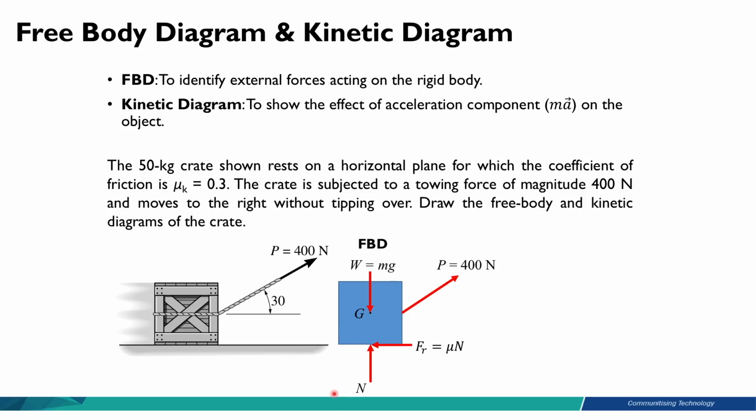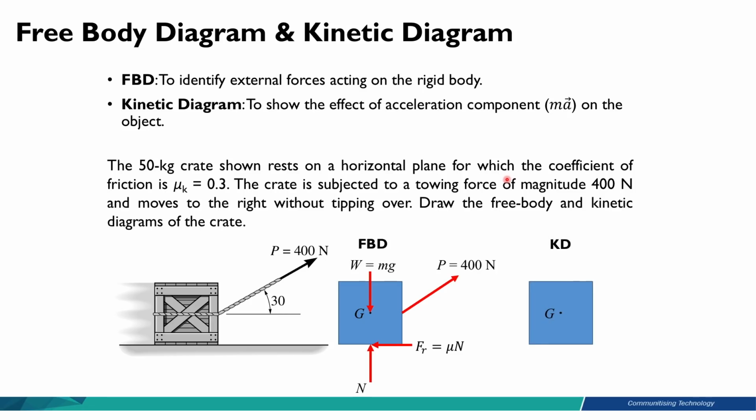In statics, there is just the free body diagram. But in dynamics, this rigid body here, the crate, is moving. Therefore, we need another diagram that is known as the kinetic diagram to show the effect of the acceleration component ma. Because in dynamics, F is equal to ma, and the sum of F is not equal to 0.